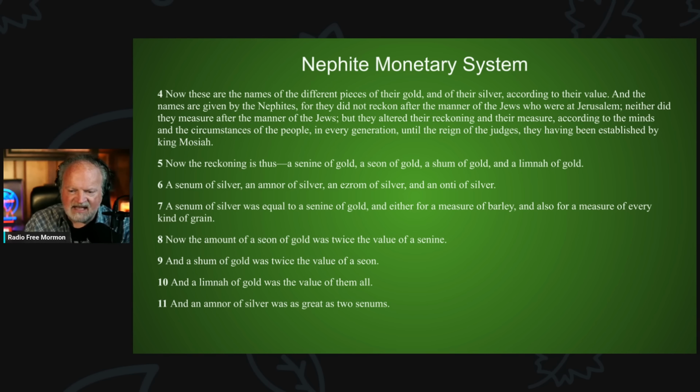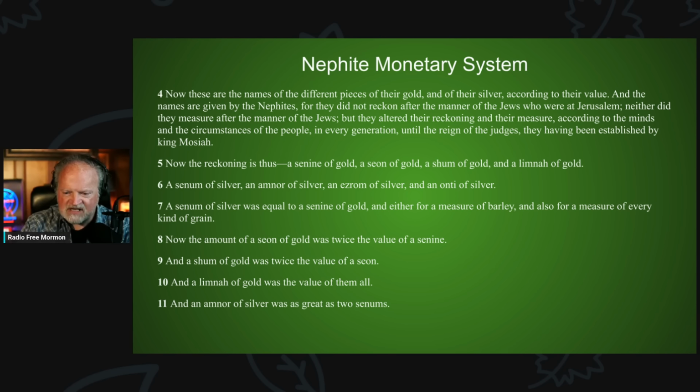Now the reckoning is thus: a senine of gold, a seon of gold, a shum of gold, and a limnah of gold. A senum of silver, an amnor of silver, an ezram of silver, and an ontai of silver. A senum of silver was equal to a senine of gold, and either for a measure of barley and also for a measure of every kind of grain. You see all this detail that's unnecessary? Now the amount of a seon of gold was twice the value of a senine, and a shum of gold was twice the value of a seon, and a limnah of gold was the value of them all.